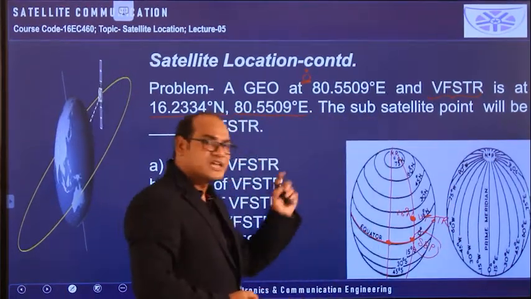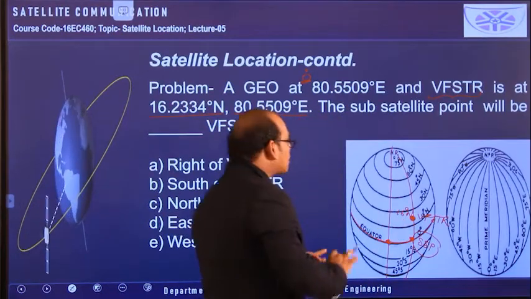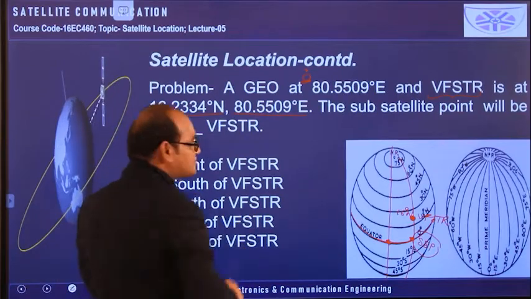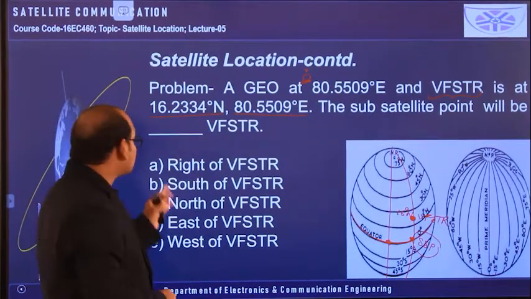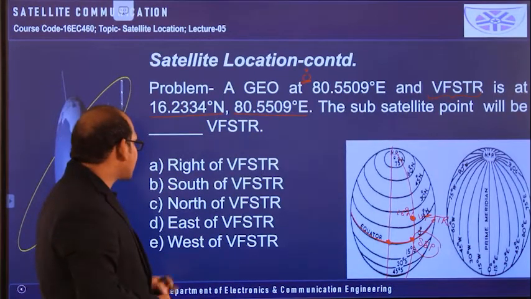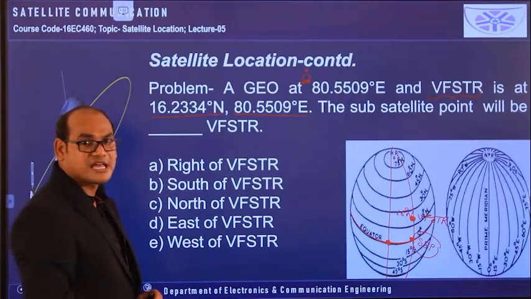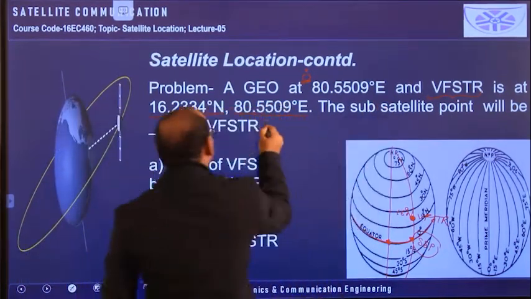Okay, so that is VFSTR, this location, and this is the subsatellite point. Now the question is, the subsatellite point will be dash of VFSTR. The subsatellite point can be right side of the VFSTR, south of the VFSTR, or north of the VFSTR, or east of the VFSTR, or west of the VFSTR. So in which direction is the subsatellite point with respect to VFSTR?